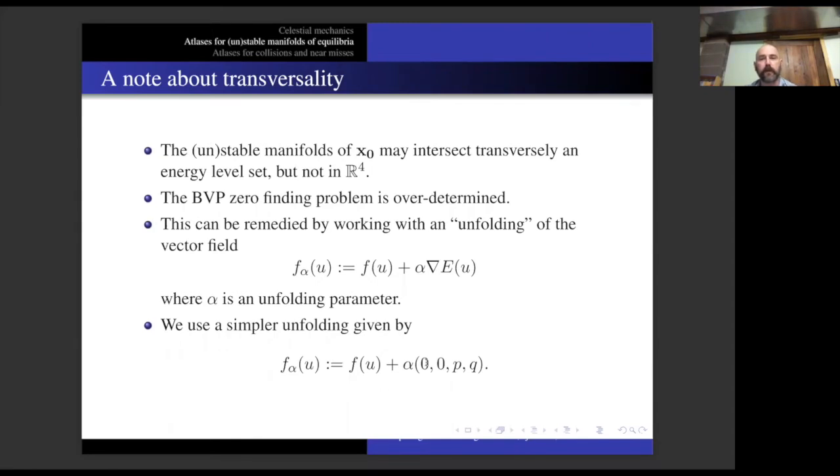I haven't explicitly written the boundary value problem. I'll do that a little bit later in the context of ejections and collisions. And this is the general framework for solving boundary value problems for connecting orbits, not homoclinics, in Hamiltonian systems, where you have this energy. So the intersections are transverse, but not in the phase space.